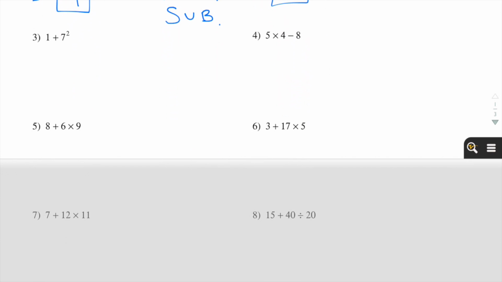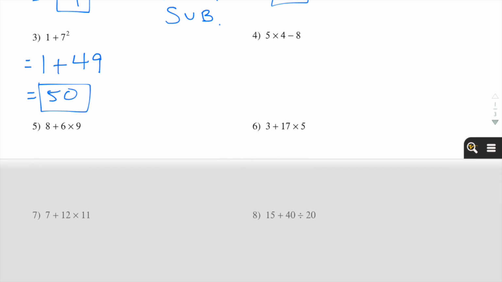Number 3, 1 plus 7 squared. So we go through the order of operations. PEMDAS again, parentheses, no. Exponents, yes. We have an exponent of 2 on the 7. So let's go ahead and rewrite everything. Deal with that 7 squared. We end up getting 49. Go through the order of operations again. Parentheses, no. Exponents, no. Multiplication and division, no. Addition or subtraction, yes. 1 plus 49, we end up getting 50.